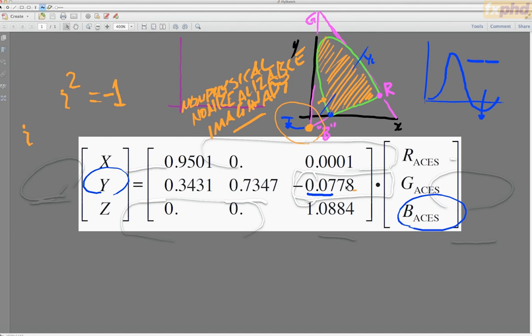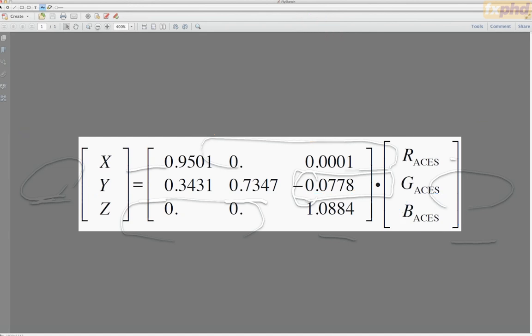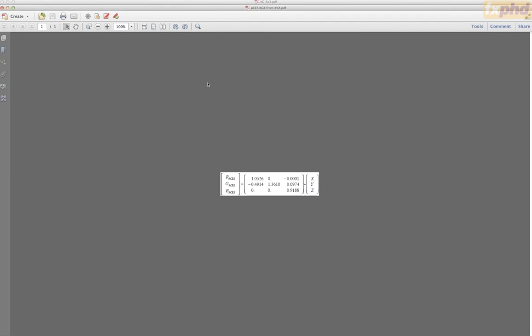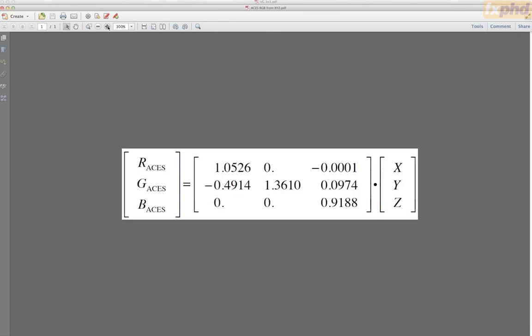So there's the thing about this ACES transform. It's pretty interesting and kind of wacky. Let me also show you the transform the other way around. So this is the transform from XYZ to RGB.